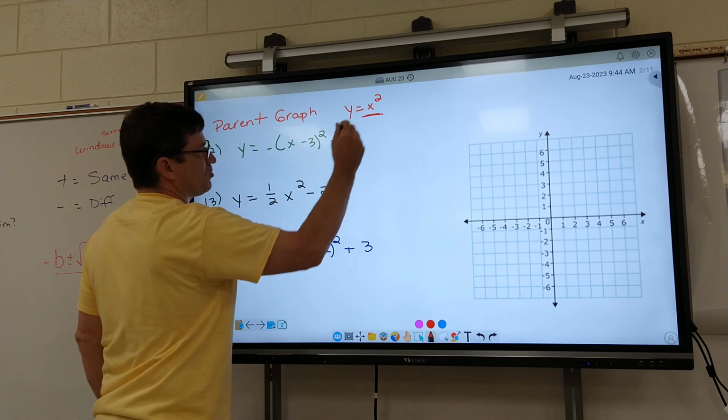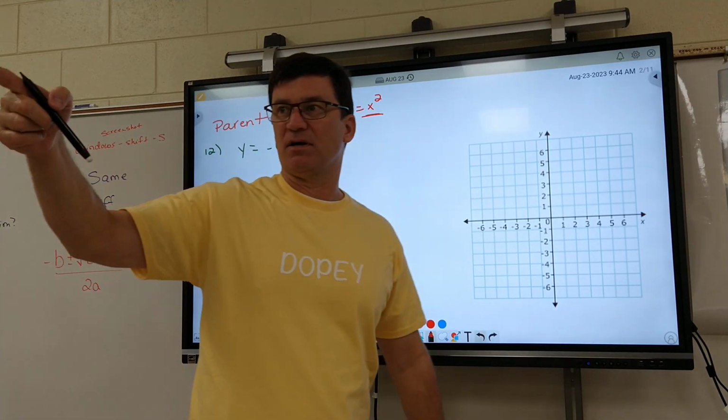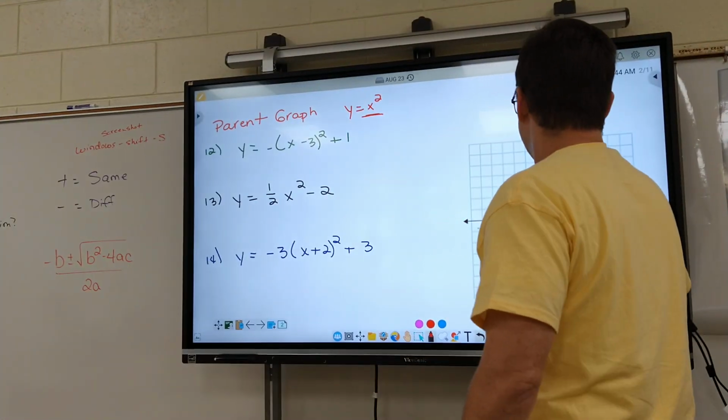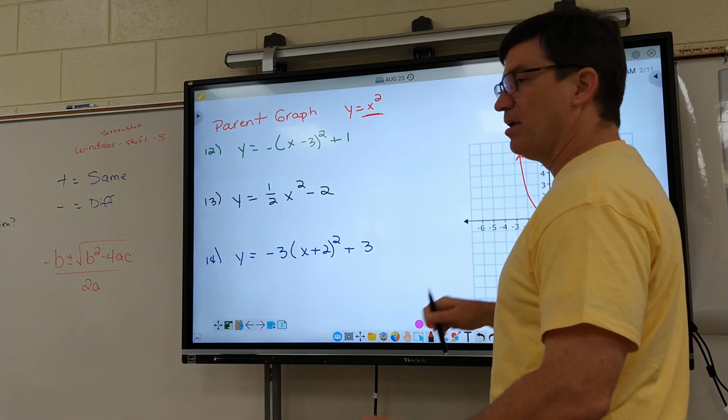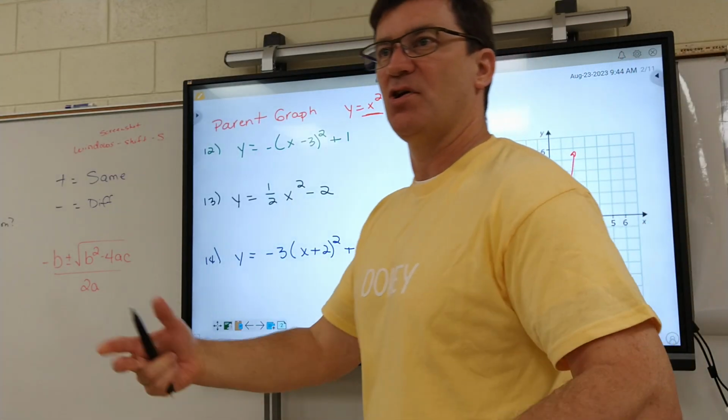Parent graph is x squared. Y'all should know what it looks like. What does it look like? A parabola, right in the center. What if you don't know what it looks like? Plug it into your calculator and graph it. It'll show you what it looks like.